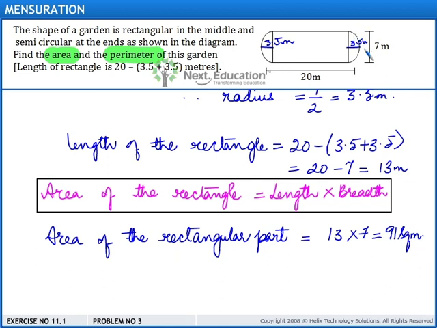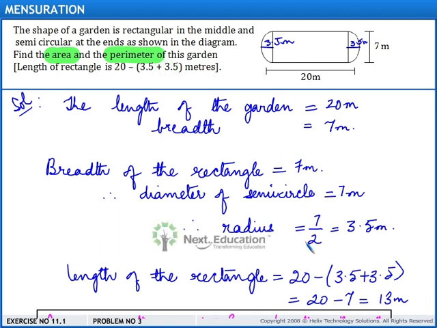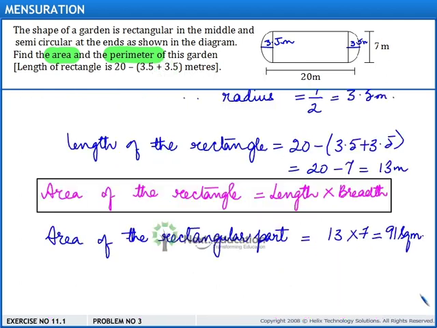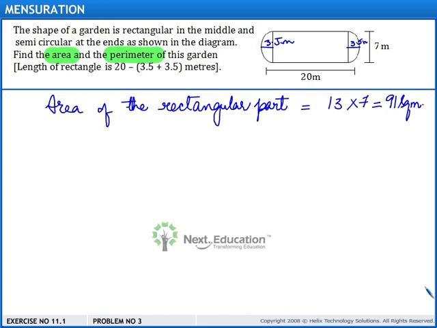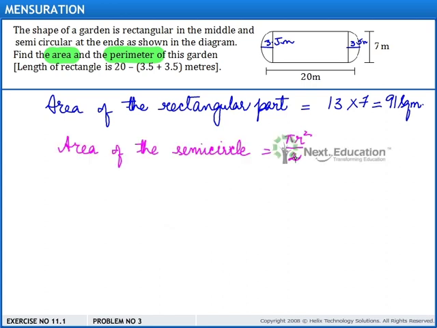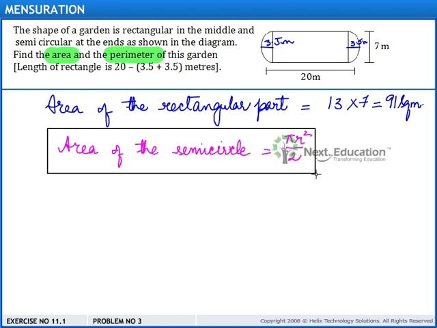Now we find the area of these ends which are in the shape of the semicircle. Now for this we know the radius as 3.5 meters. Now using this radius we find out the area of the semicircular parts. Now before that let us recall the area of the semicircle is pi r square by 2. Now using this formula we find out the area.